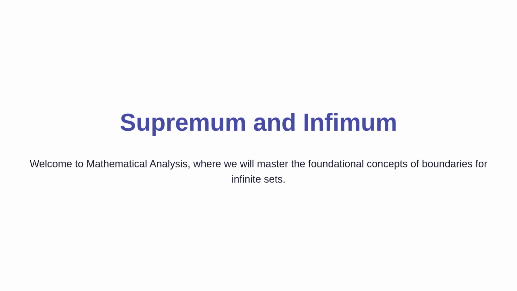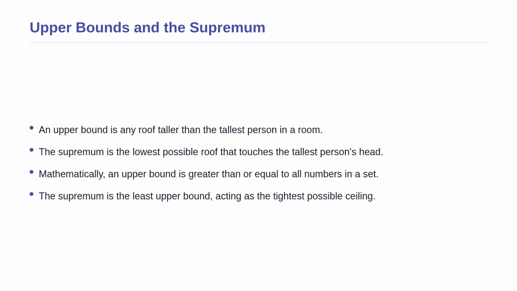Let us dive in. To understand these concepts, imagine you are standing in a room with a group of friends of different heights. If you want to build a flat roof over everyone's head, any roof that is taller than the tallest person is an upper bound. You could build it at 10 feet or 100 feet and it would work. But to save materials, you would build the roof exactly touching the top of the tallest person's head. This lowest possible roof is called the supremum.